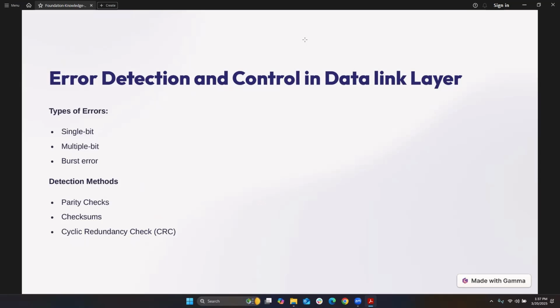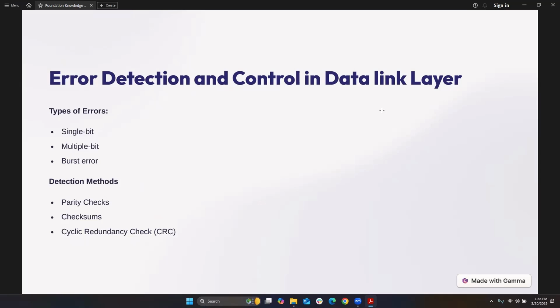The single bit error happens when one single bit of a data packet is flipped or changed. The other error is the multiple bit error, when two or more bits change during transmission. And the other error is the burst error, where a sequence of bits is incorrectly flipped at once. For example, if you're sending a message called HELLO, and a burst error happens, the message could arrive as HEMMO.